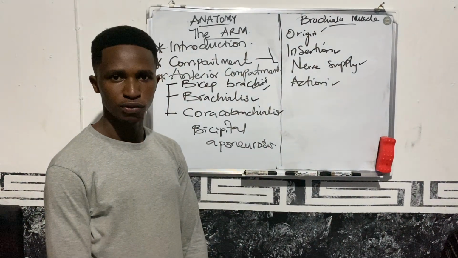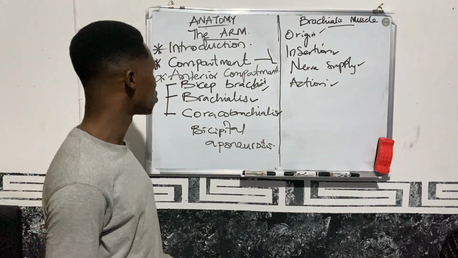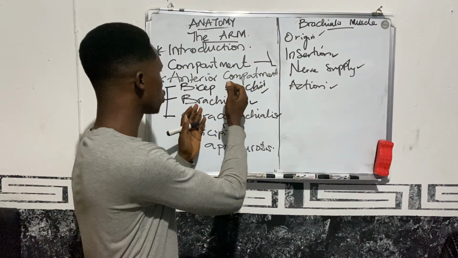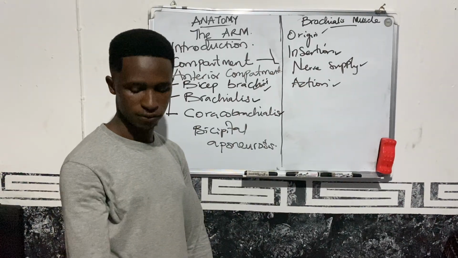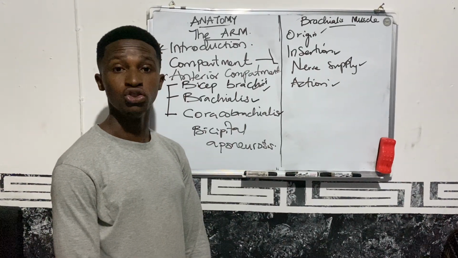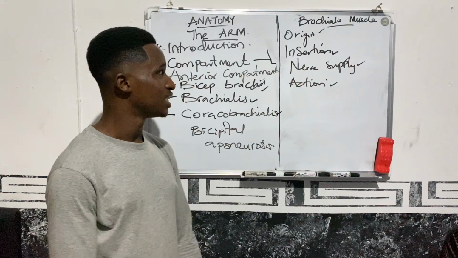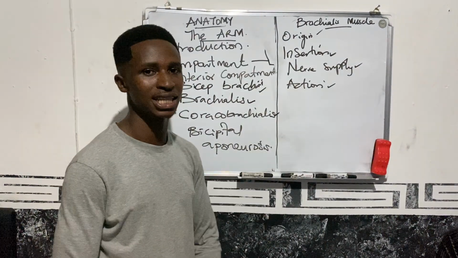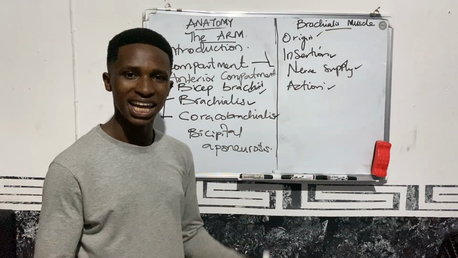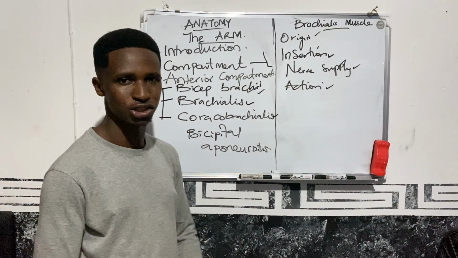When we talk about flexion of the elbow joint, apart from the brachialis muscle, the other muscle mentioned, biceps brachii muscle, can bring about flexion of the elbow joint. But it is not the primary muscle for flexion. The primary muscle for flexion of the elbow joint is the brachialis muscle. It can flex the elbow joint from all positions.